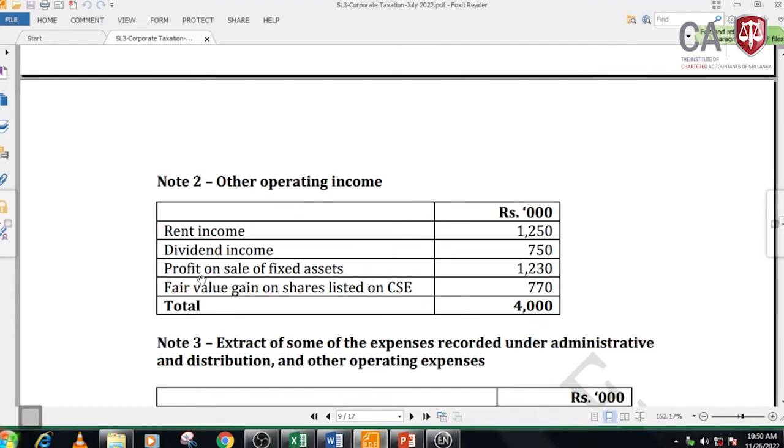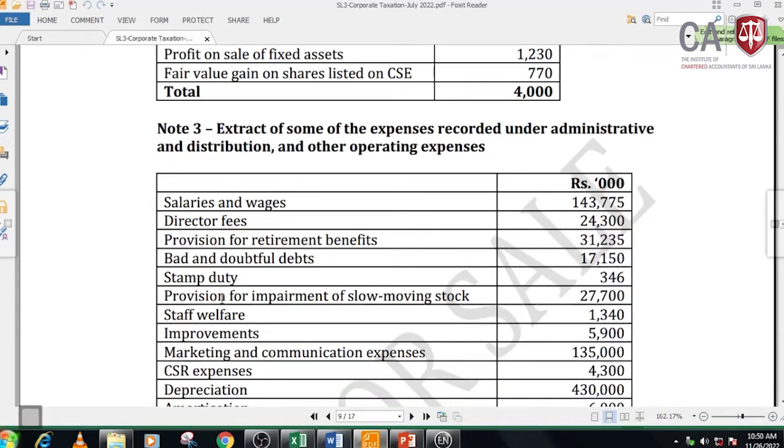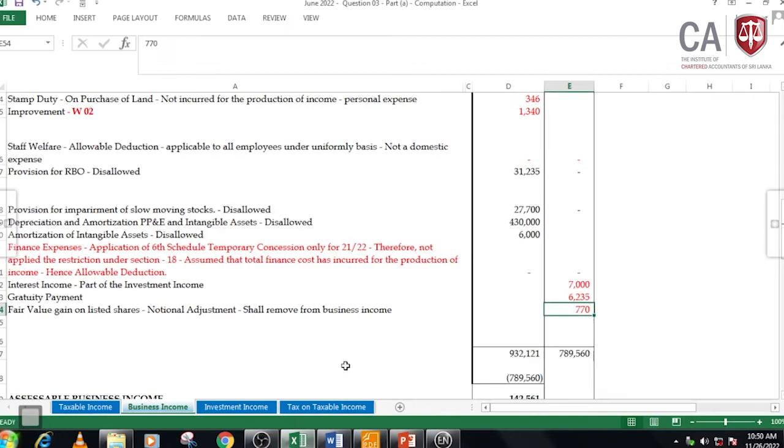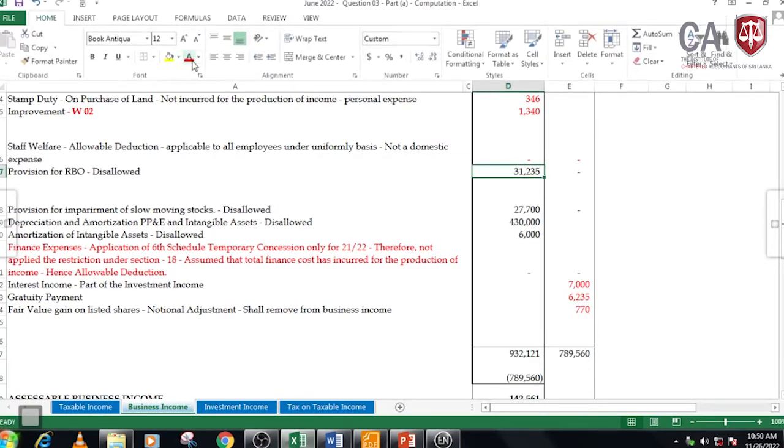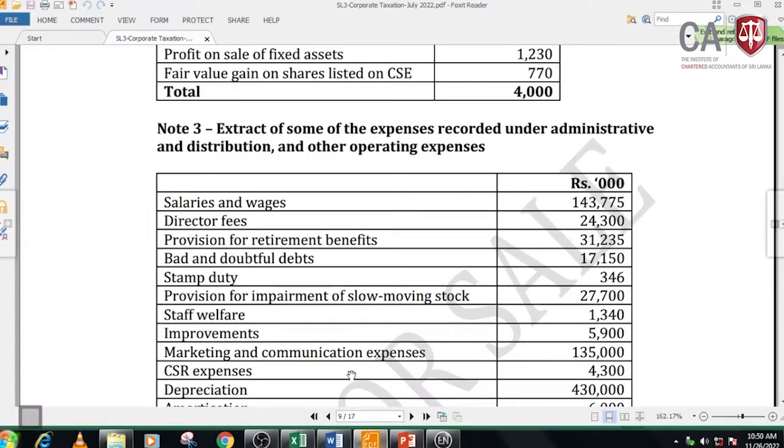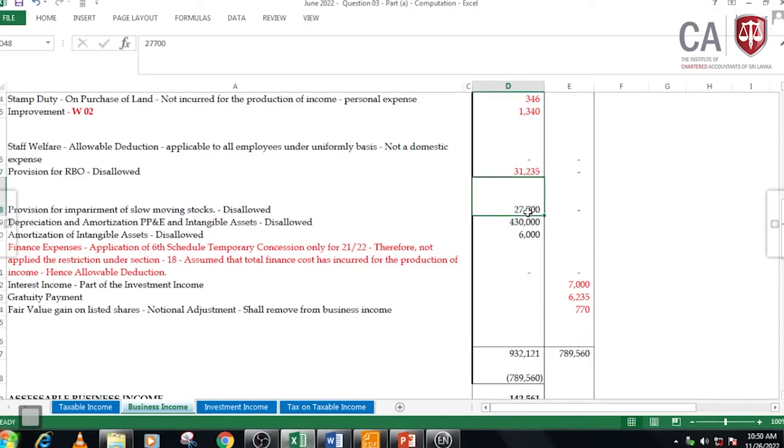Then all this note 2 we have considered. Salaries and wages allowable direct fee, provision for retiring gratuity, which is 31,235, it shall be disallowed. Any provision should be disallowable. Done. Then the next one, which is the bad debt and doubtful debt, done. Stamp duty, done. The provision for impairment of slow moving stock 27,700, it should be disallowable.